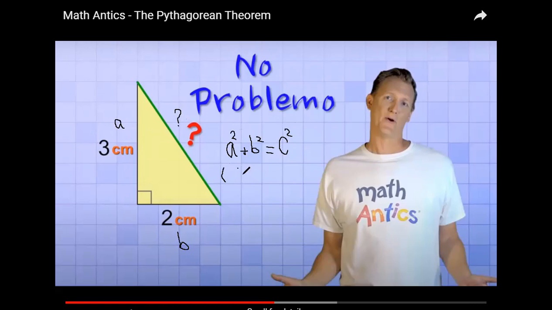Then we will put now, we have 3 to the power of 2 plus 2 to the power of 2. Adam, could you please tell me the answer? Equals 9 plus 4. Yes, so it will be 9 plus 4 equals 13. So we have C squared equals 13.